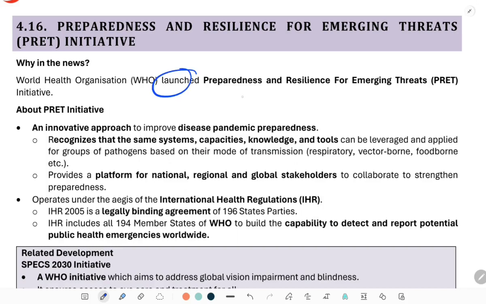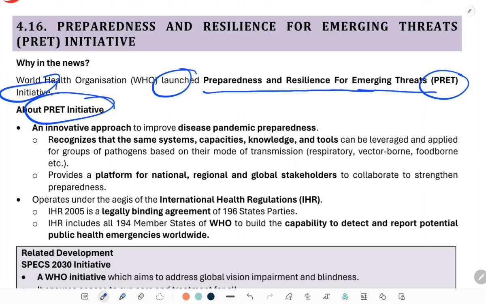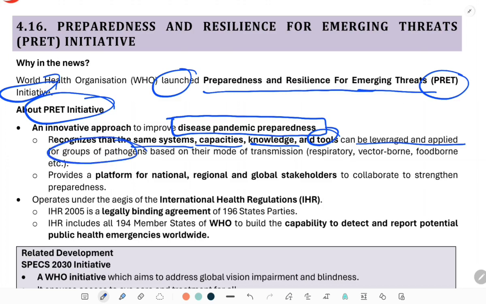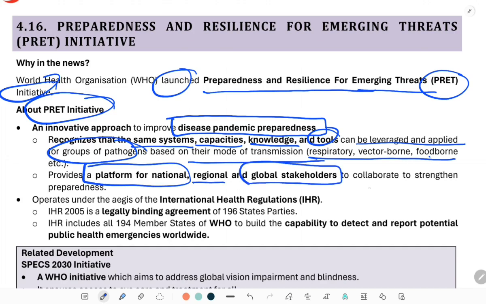Recently, WHO launched the Preparedness and Resilience for Emerging Threats initiative. This is the PRET initiative. It's an approach to improve pandemic preparedness. It recognizes that the same systems, capacities, knowledge and tools can be leveraged and applied to a group of pathogens based on their mode of transmission: respiratory, vector-borne, foodborne, etc. It provides a platform for national, regional and global stakeholders to collaborate to strengthen preparedness, and it operates under the aegis of the International Health Regulations.